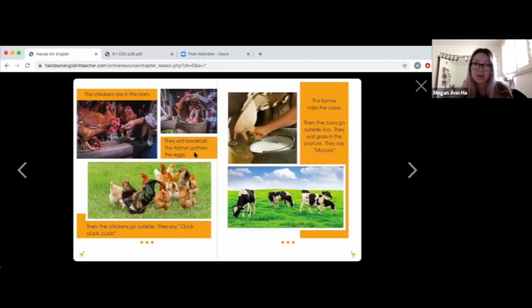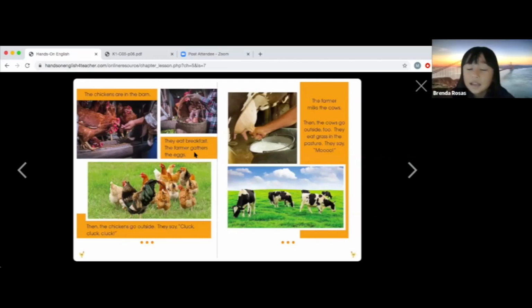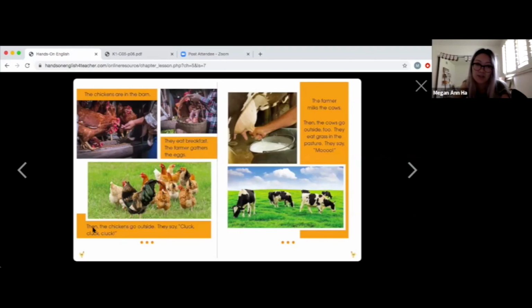Gather means, what does gather mean? Like they collect. Also cows have a job. It's giving people milk. That's right. Let's finish this page and we'll move on to the cows.